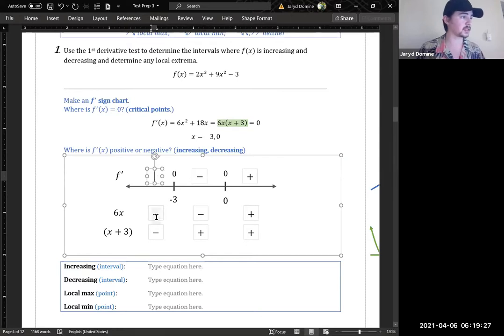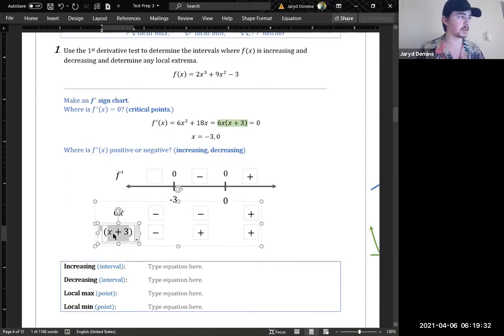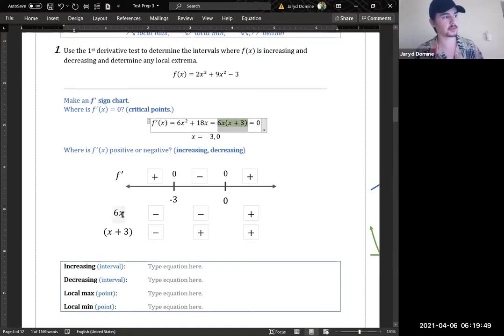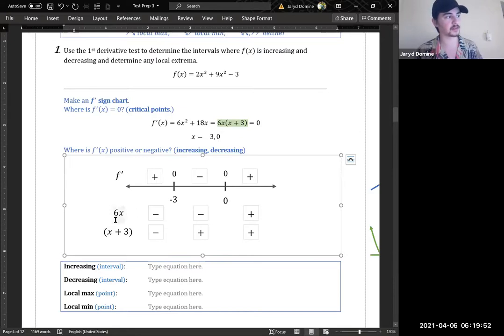And then over here, 6x is going to be negative, and x plus 3 is going to be negative. If I plugged in -4, I would get -4 plus 3 is -1, so that's a negative number. Minus and minus makes a plus. So that's how Messeats does it. You factor it out, you have these two terms, and you look at these factors individually. You make sign charts for each of the factors. When they're the same, you get plus. When they're different, you get minus. That's all there is to it.